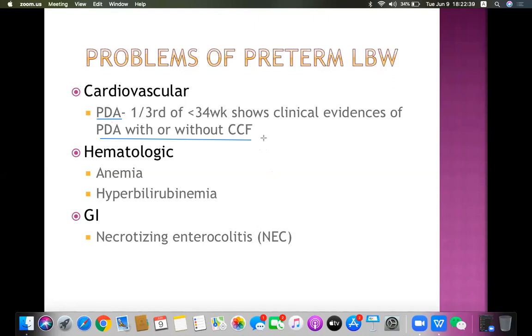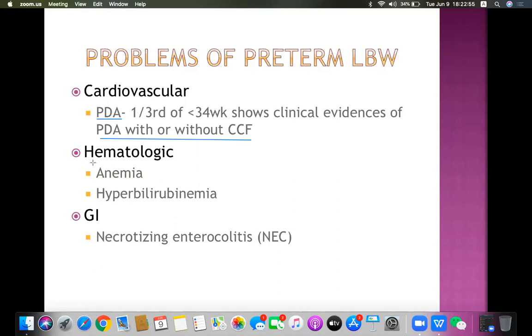Now we have certain treatment for PDA, and every student can answer, so let me not ask that. I'm sure all of you know this answer. In the beginning, we give indomethacin. If that doesn't work, we have to go for surgery.